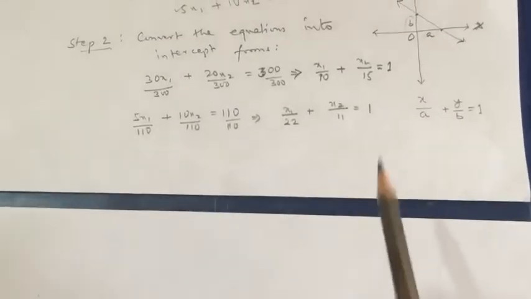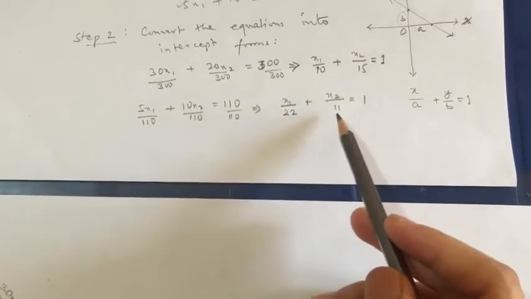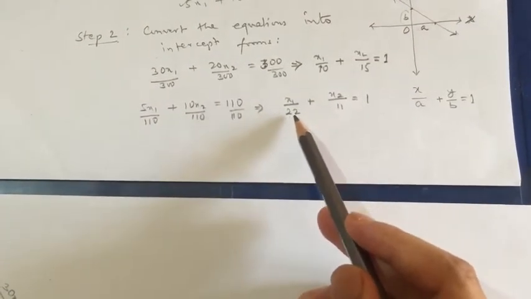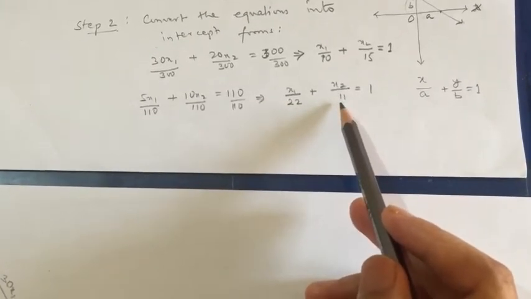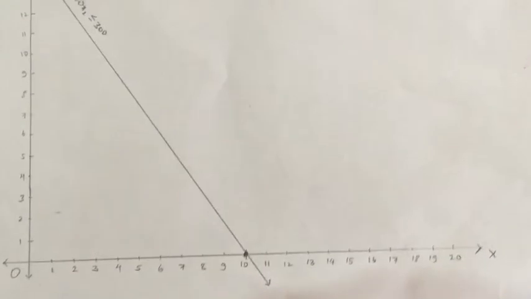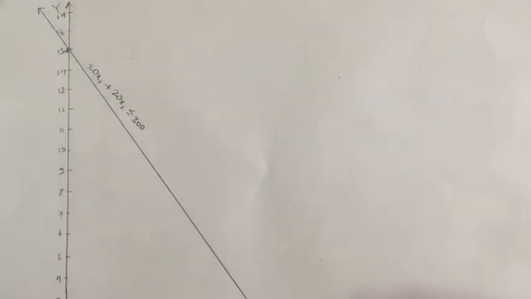Second, x1 intercept is 22, x2 intercept is 11. So here in this graph, our x-axis we can consider as x1, and y-axis we can consider as x2.